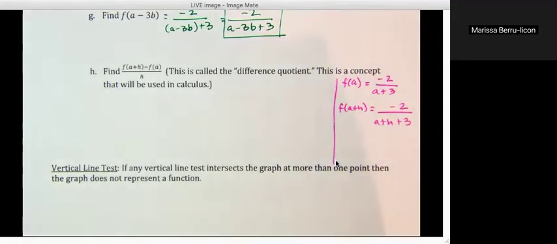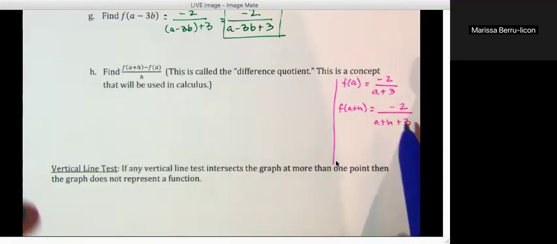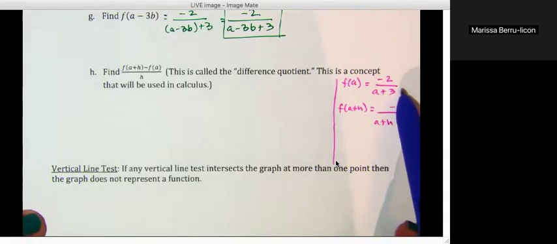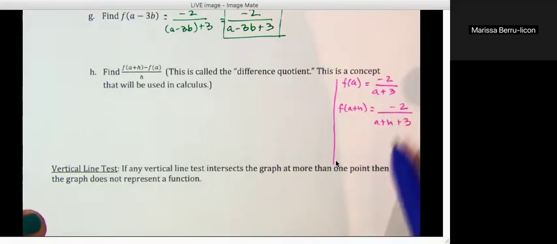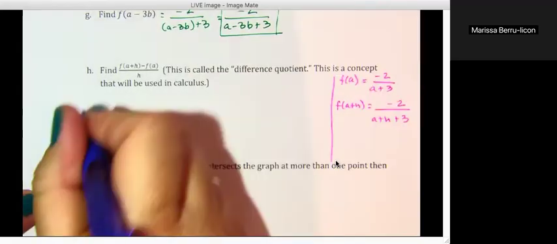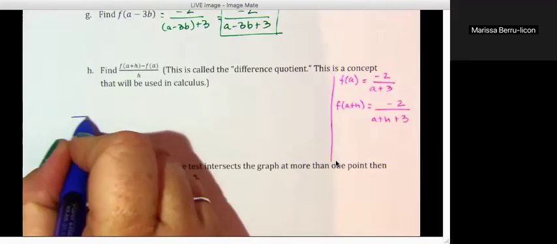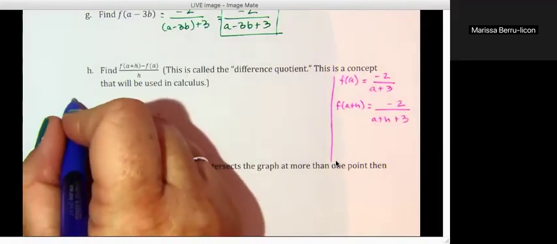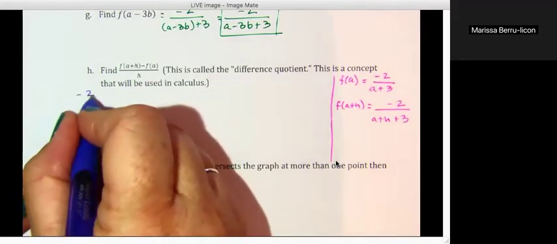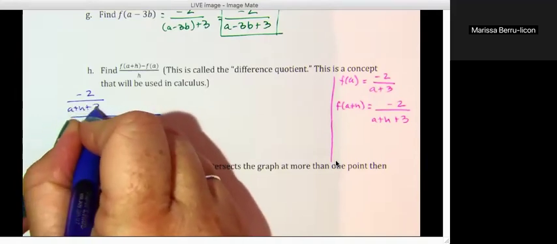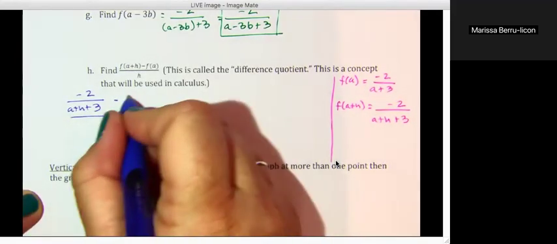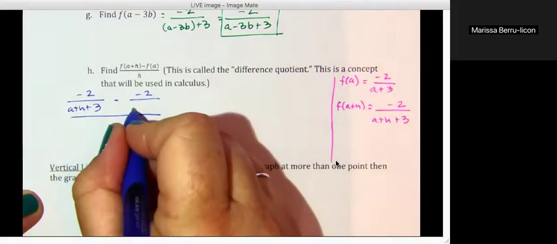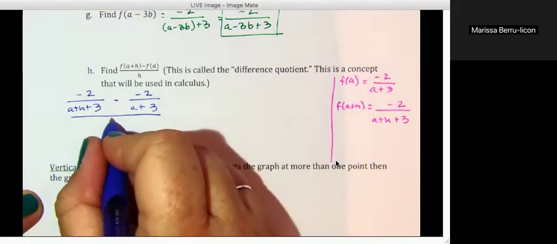And so we can see that we do not have a common denominator. Now, when we're working with a rational function, we're going to need to have a common denominator. Sometimes what I'll see students try to do is just plus h and plus h. We can't do that. We have to multiply by something, not add something on top and bottom. So finding my difference quotient, I'm going to put my f of a plus h, which is negative 2 over a plus h plus 3, minus negative 2 over a plus 3. And then this whole thing is over h.